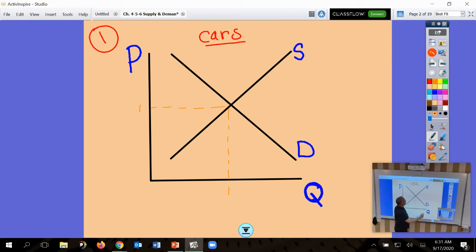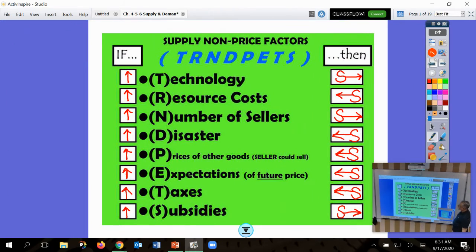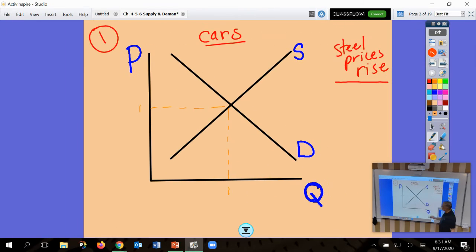I'm going to give you a situation. We'll say steel prices rise, okay? So steel prices rise, that is a resource cost, and by looking back at my cheat sheet, I can see resource costs rise, then supply is going to go to the left, okay? So I'm going to go over here, put my supply curve in place to the left, parallel to the first, and then see what the market is telling me, okay?